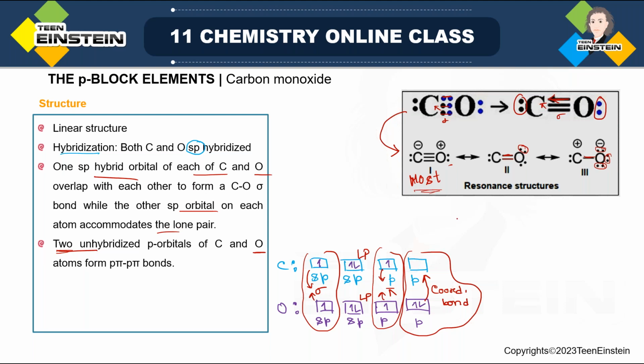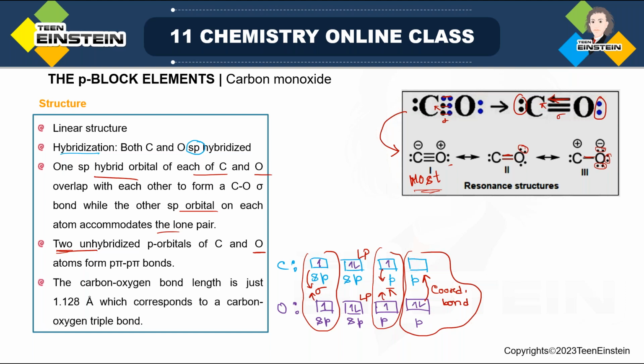Okay, so this is the most stable. And because of this type of resonance, what happens? The carbon-oxygen bond length is 1.128 angstrom, and this corresponds to a carbon-oxygen triple bond. This experimental value of carbon-oxygen bond length is the proof that it is mainly existing in this structure, that is a triple bond. So whenever you are drawing CO, if you are drawing it like this, it's fine, but if you are drawing with bonds, better you always write this structure. You can also put an arrow here. So we should draw it like this, not the other 2 structures, because this structure is most stable.